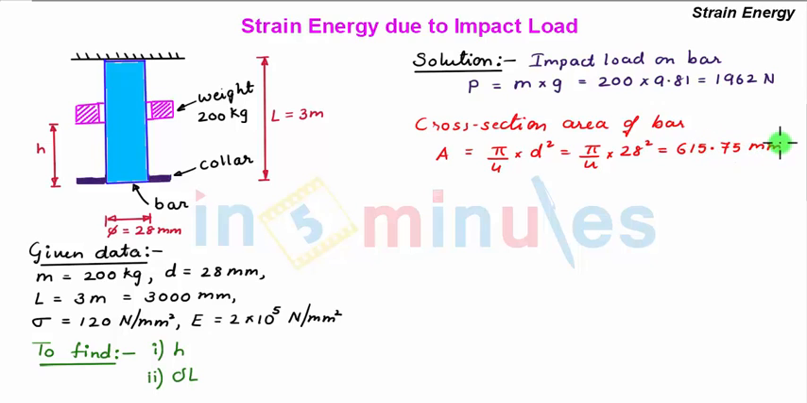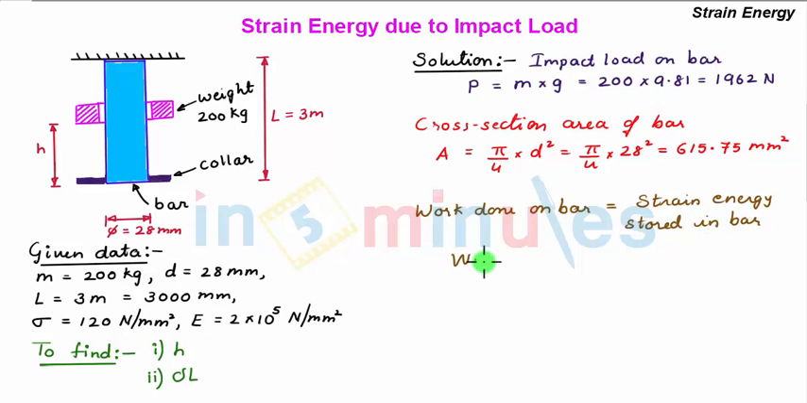So the value of A comes out to be 615.75 mm square. Now we know when this load falls on this bar, there is some work done upon the bar which is stored in the form of strain energy. So we have the relation: work done on bar is equal to strain energy stored in bar. So we can write WD is equal to strain energy U. Now work done by impact load is given as P into (h plus delta L), which is equal to strain energy. Now we can write the formula for delta L as sigma L by E, and the formula for strain energy is sigma square A L upon 2E.